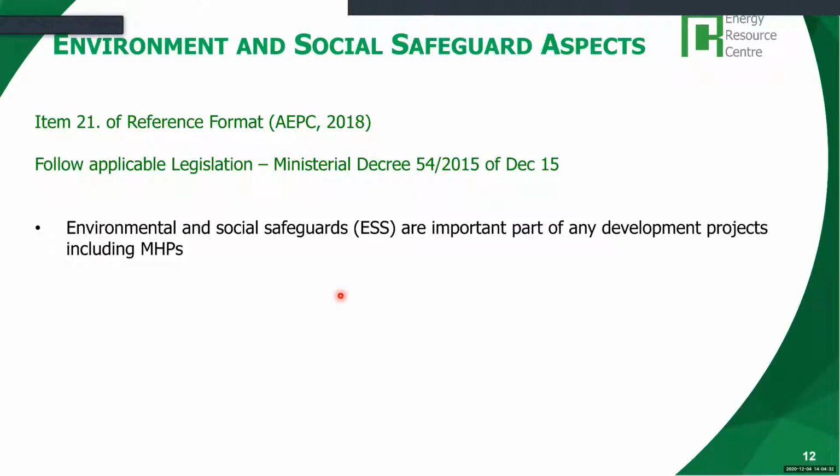I think I'll move on now. Regarding the environmental social safeguards, as I showed, there was a special section, item 21, on the reference format that I just presented before the break. We wanted to identify what are the disadvantaged groups, what is the need for a land acquisition policy. So environmental social safeguards are an important part of any development project, including mini hydro projects. But of course, you have to follow the national legislation.